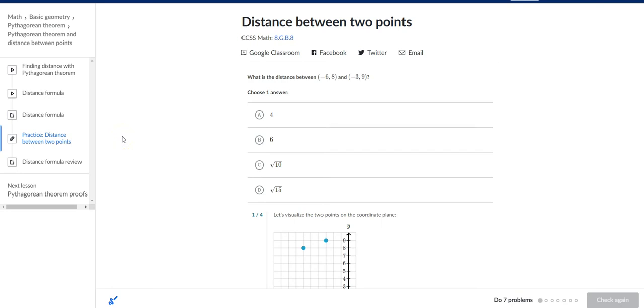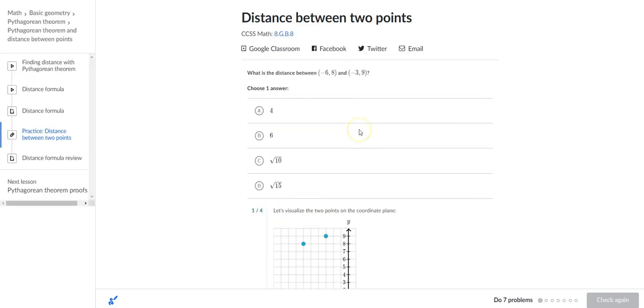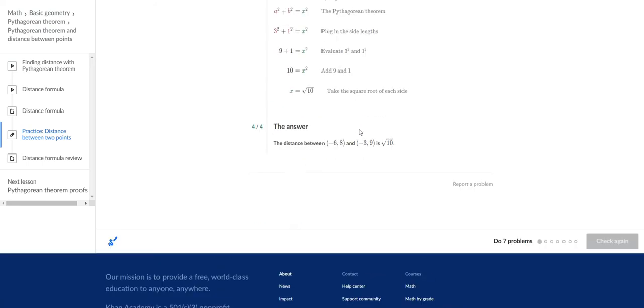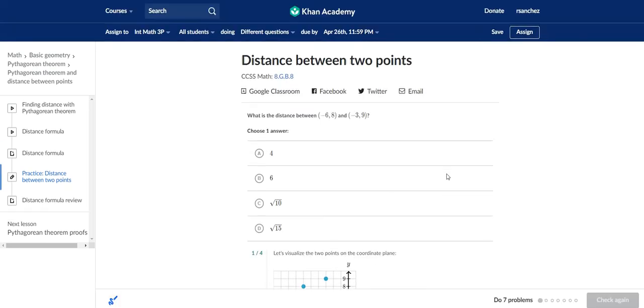Hey everyone, this video is going to be going over some problems on the Khan Academy website that refers to the distance between 2 points assignment. So let's get started. Here I have the first problem, which is asking me what is the distance between -6, 8 and -3, 9.